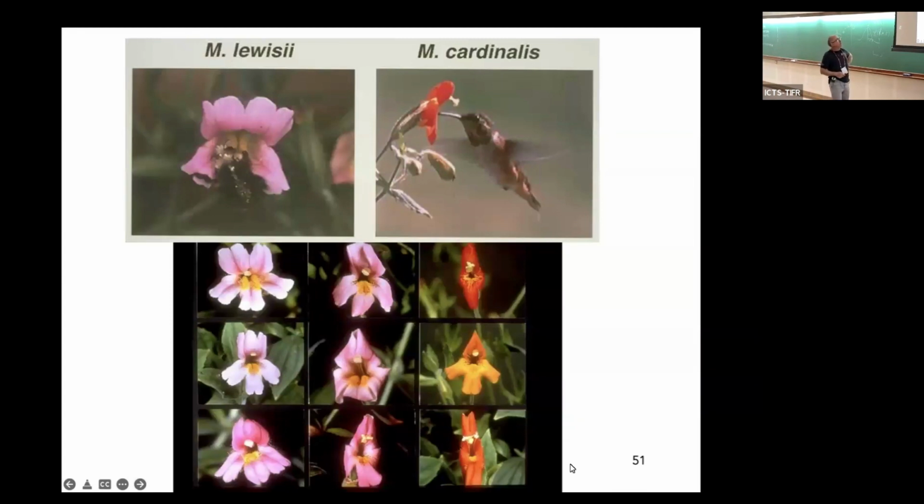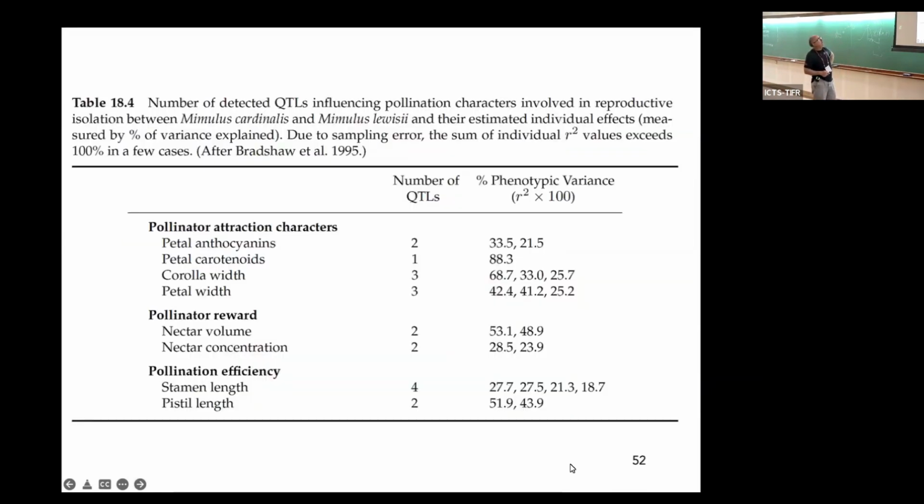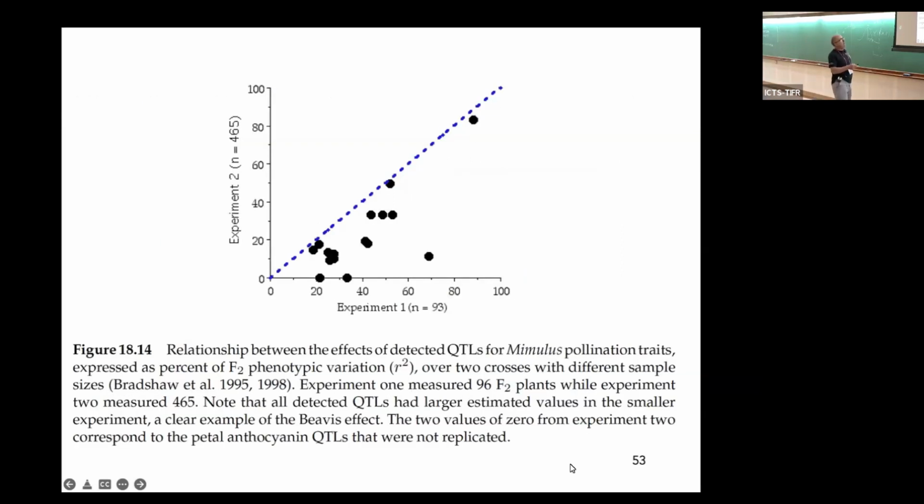Let's go back to Mimulus cardinalis here. So there are the numbers. The original experiment had 93 individuals. They redid the experiment with 465 F2s. This is the line of equal effect. What you'll notice is that the smaller experiment all had larger effect sizes than the larger experiment. In fact, some of them were non-existent in the larger experiment. This is clearly the Beavis effect in action. You've overestimated your effects by only focusing on those you declare to be significant. So a lot of those major genes people declared were simply statistical overestimation.